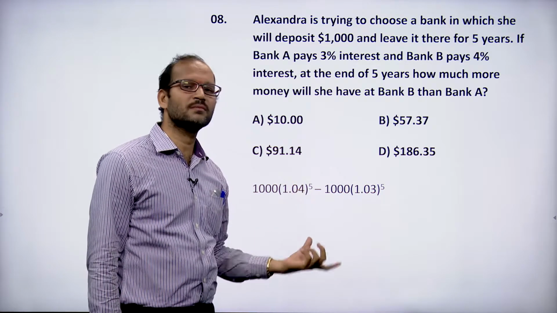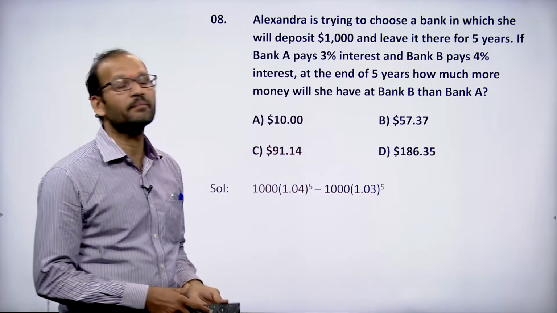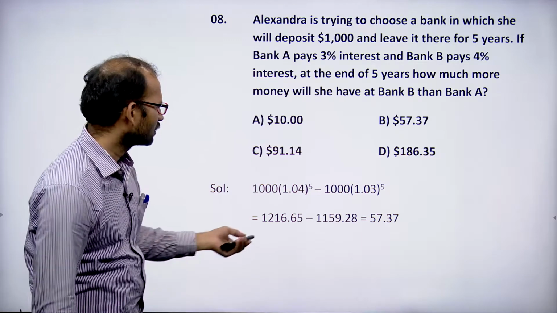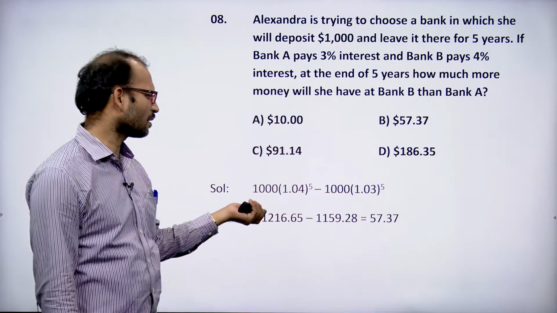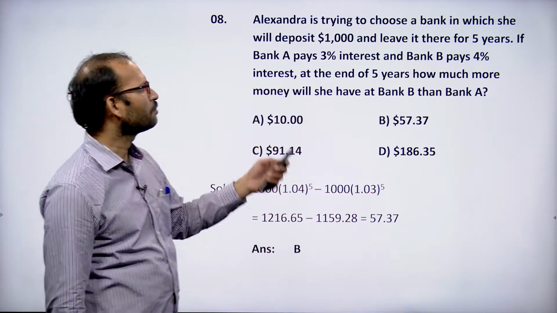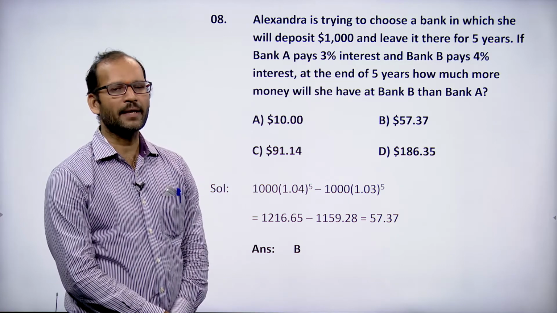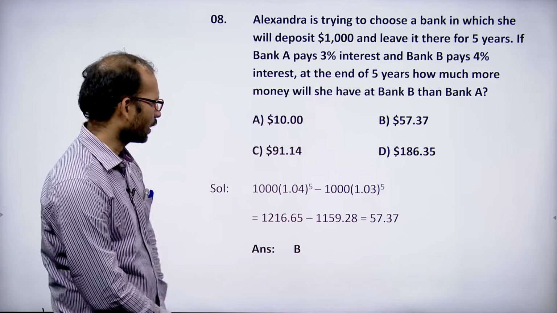So the difference is the amount that she will have at bank B more than bank A. Okay, right. So this is the simplification. By using a calculator we can do it. So $57.37 is the extra amount she will have in bank B than in bank A.